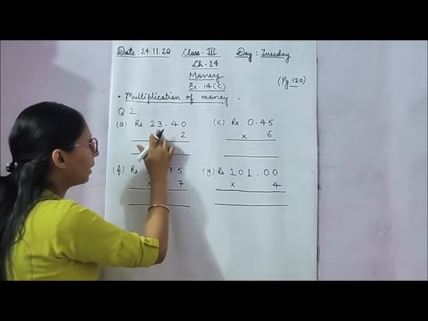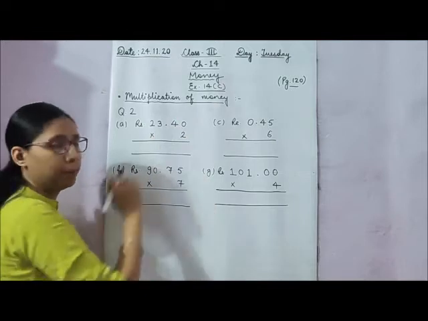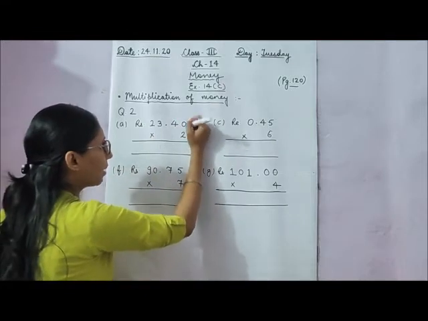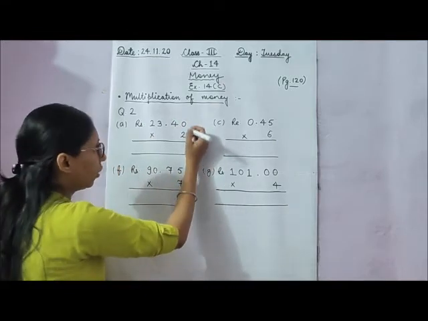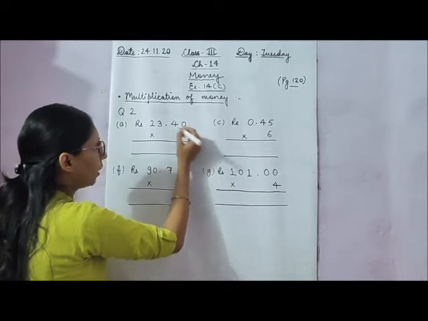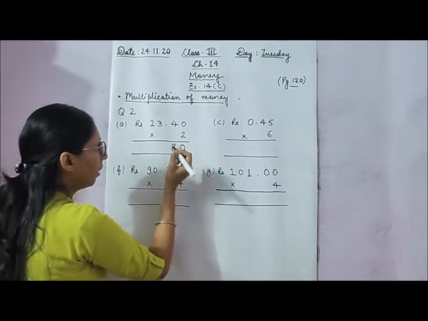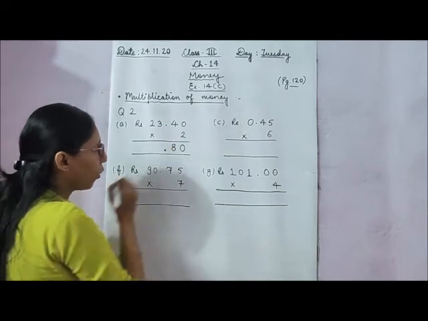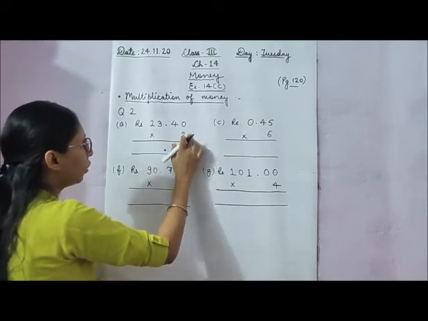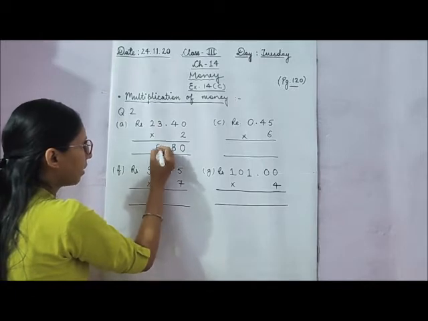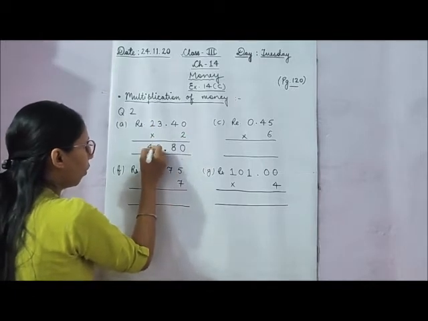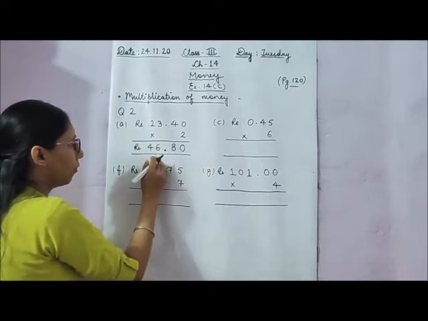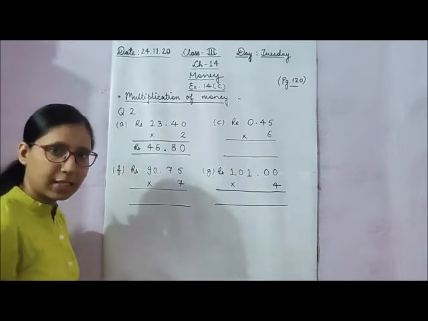For example, this A part. We have to multiply this 23 rupees 40 paise by 2. So again we will start from the last place. 2 times 0 is 0. 2 times 4 is 8. Now, there is a decimal point. So, we will place a decimal point over here. Then, 2 times 3, 6. 2 times 2, 4. So, the answer is 46 rupees 80 paise.